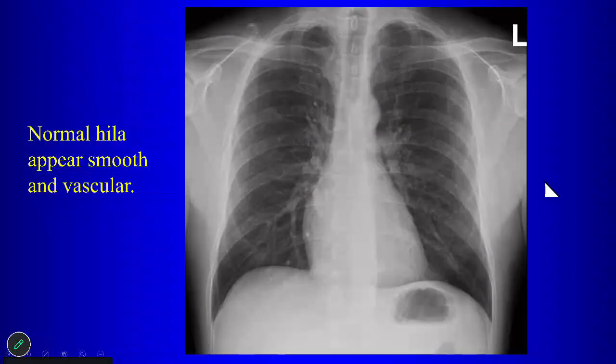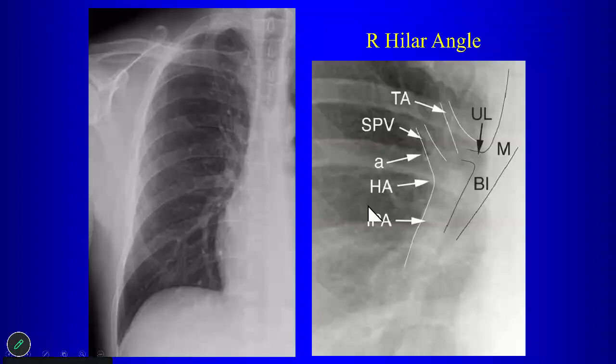Okay. All right. The normal hilus should appear smooth and vascular. There should be nothing bulging out from the hilum. Here's the right hilum here. There's the left hilum there. So in terms of the anatomy, what you have is the interlobar pulmonary artery here. This vessel is usually the right superior pulmonary vein coming down, and in between you have the hilar angle, very smooth, nothing bulging out. This vessel here is the artery to the right upper lobe.